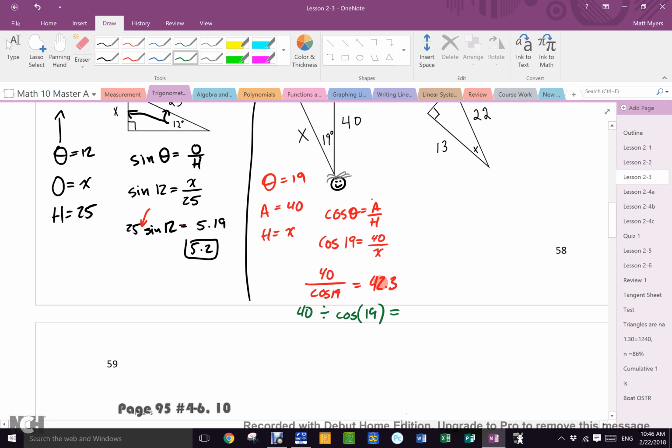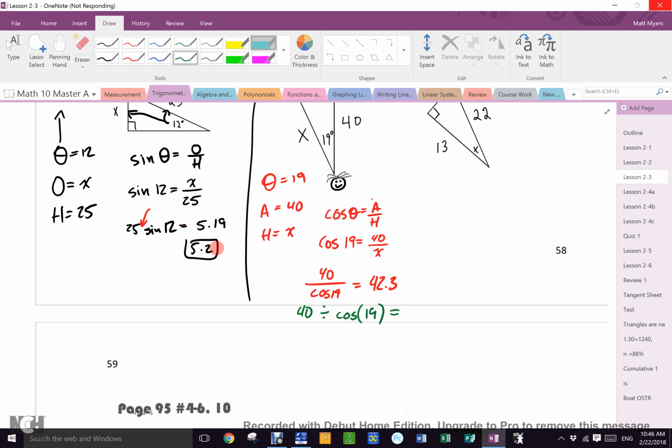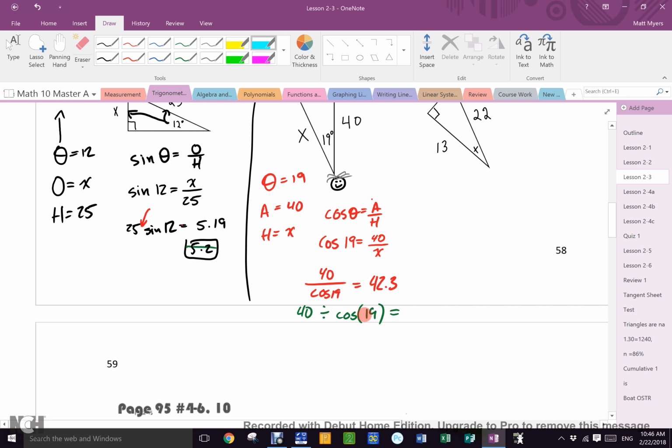Yeah. If you don't get the answers that we are getting, what does that mean? Does it mean you're pushing the wrong buttons? Does it mean you're doing the work wrong? No, we've got all the work here. If you've done what we've done, but you are not getting 5.2 and 42.3, that means your calculator's in the wrong mode. What mode must it be in? D or DEG, somewhere on the screen.